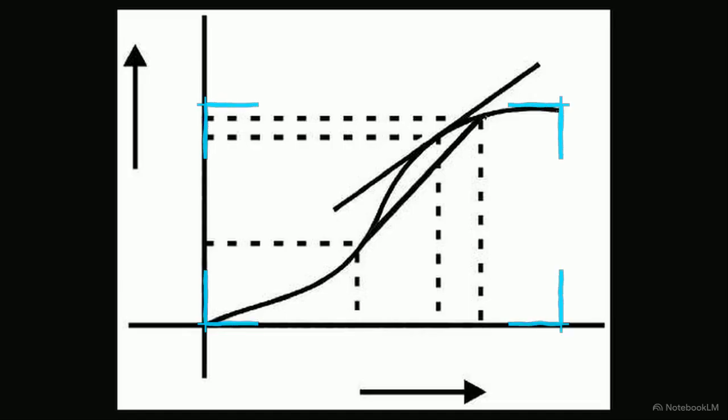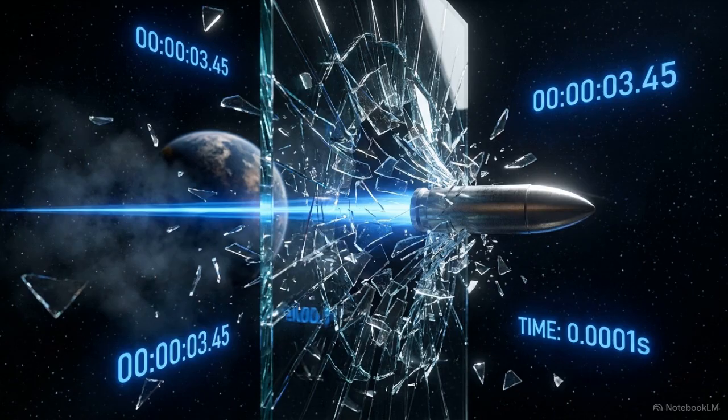We distinguish broad averages from a single moment. Look at this distance versus time graph. The steepness of the tangent line touching the curve indicates instantaneous speed, exactly how fast an object was moving at one fraction of a second. Velocity provides the complete record, tracking the precise, directional progression of an object through space and time.